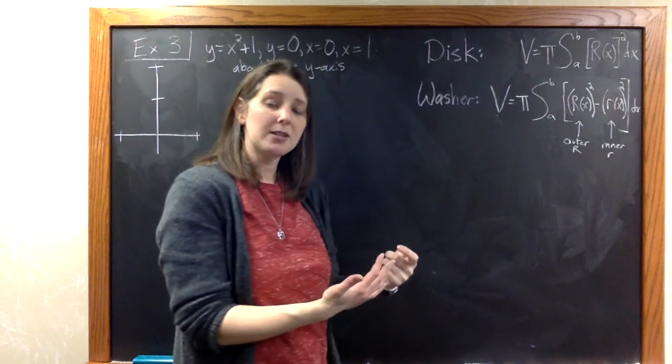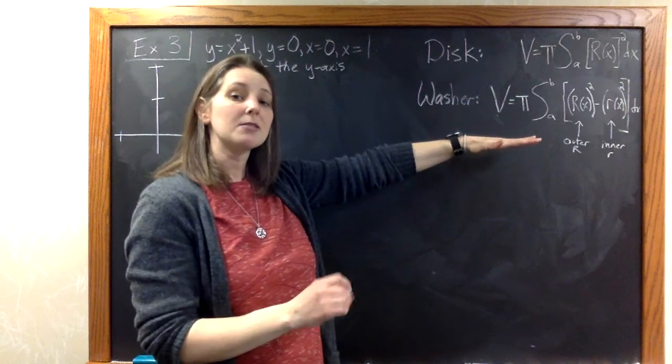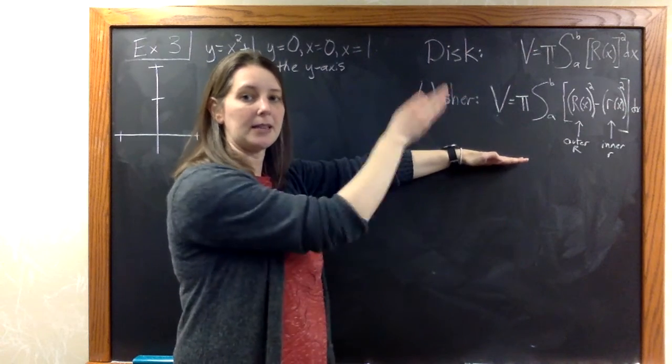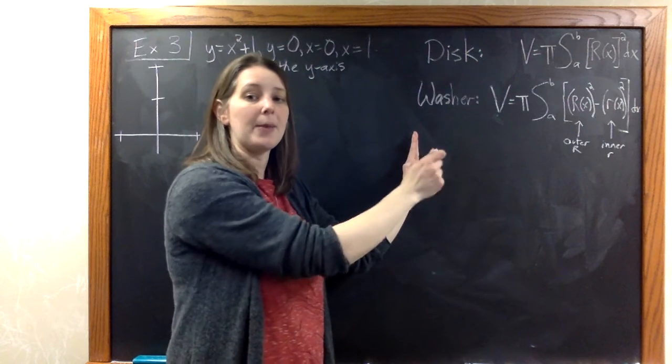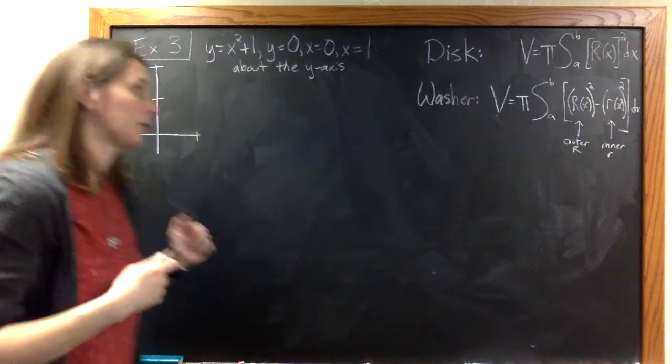Now, something I didn't mention in the last video is that these are both in terms of x, so dx, and that's if you have a horizontal axis of rotation, so if we're rotating this way. We can also have a vertical axis of rotation, and that means we'll have to be in terms of y. And we're going to see an example of that in number 3.